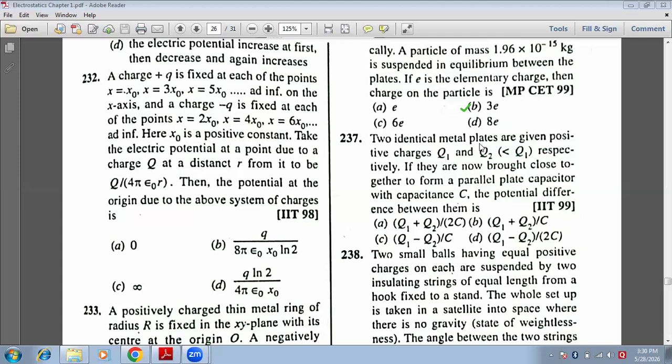Two identical metal plates are given positive charges Q1 and Q2, where Q2 is less than Q1 respectively. If they are now brought close together to form a parallel plate capacitor with capacitance C, the potential difference between them is: option A, (Q1 + Q2)/2C; option B, (Q1 + Q2)/C; option C, (Q1 − Q2)/C; option D, (Q1 − Q2)/2C. Correct answer: option D, (Q1 − Q2)/2C.